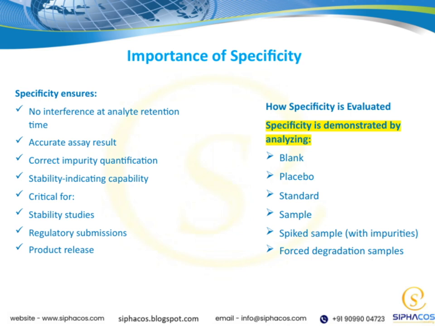Additionally, specificity is vital for stability indicating capability, so we can reliably detect degradation products. This concept ties into the overall theme of method robustness and reliability. Specificity is especially critical during stability studies, regulatory submissions, and product release processes. Ensuring high specificity means we can confidently assess product quality and safety throughout its life cycle.